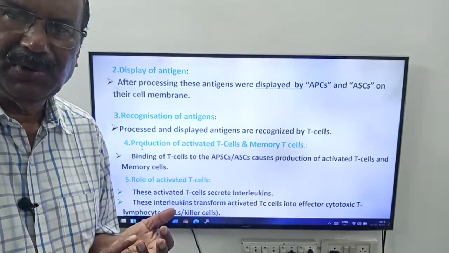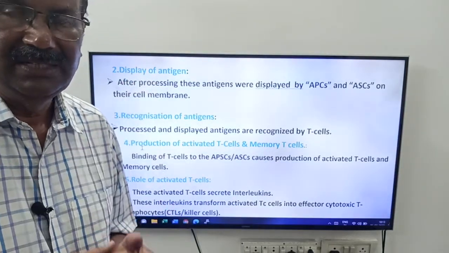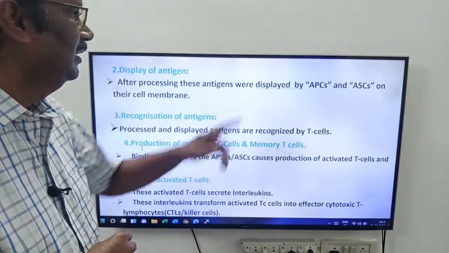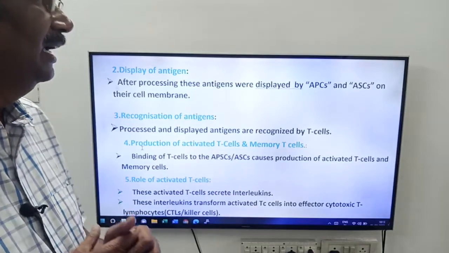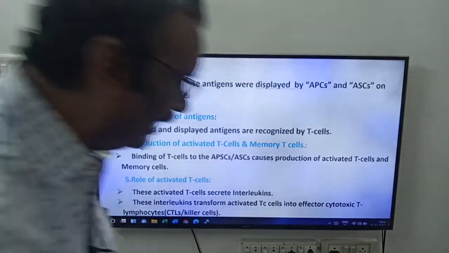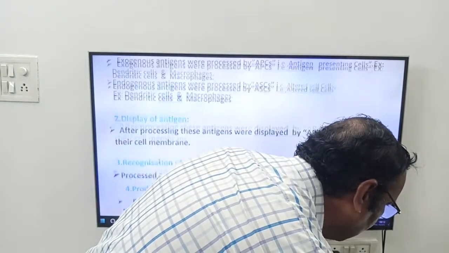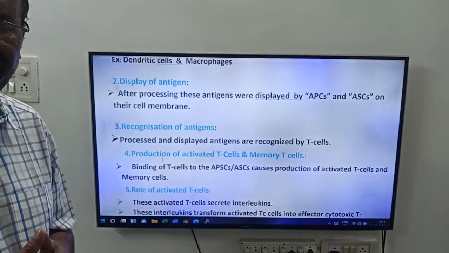What is the first step, friends? Processing of antigen. Second step, they have to be displayed. Displayed by whom, friends? By APCs, that is antigen presenting cells, and ASCs, altered self cells, on their cell membrane.